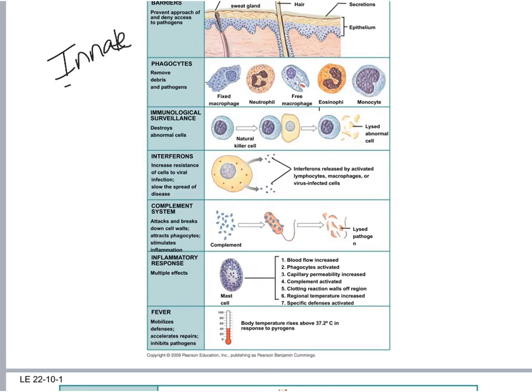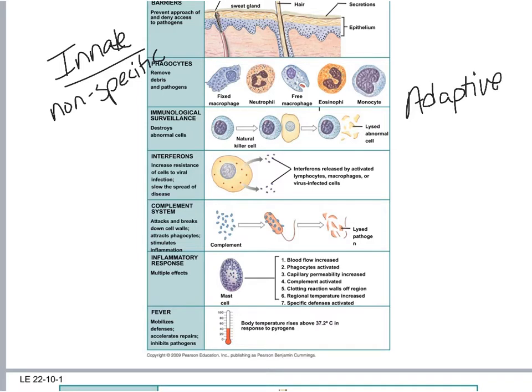And innate immunity is what you're born with. All these things your body is born with, you don't have to develop them at all. It is non-specific, so it is to protect you against anything that's foreign, any foreign cell, any pathogen. And then we have another type, which is called adaptive. And adaptive we'll look at second. First, we're going to go over innate.